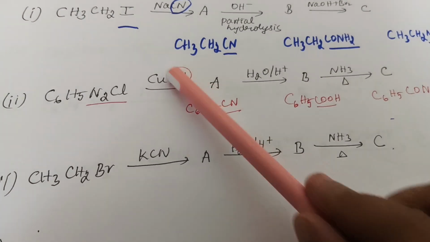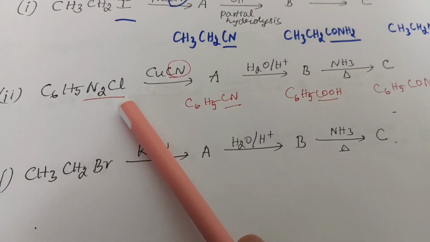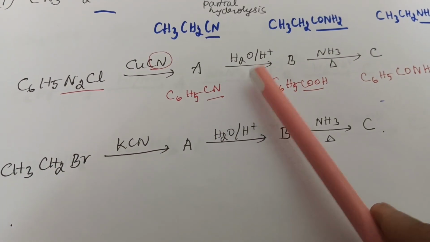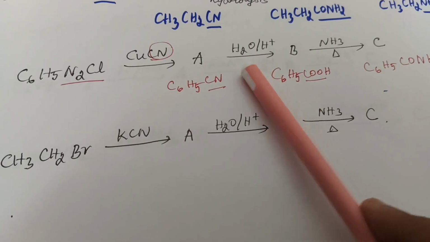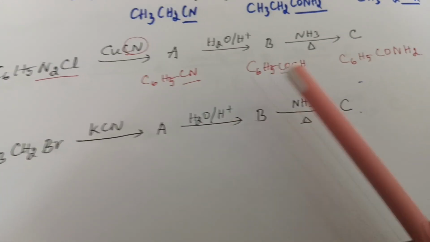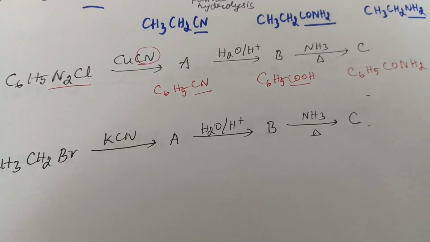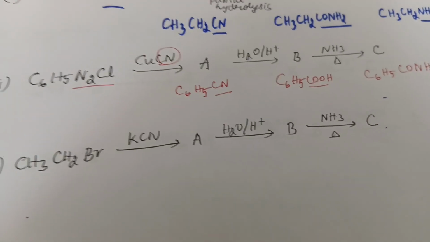So first here, Sandmeyer's reaction. N2Cl is changed by cyanide. Cyanide on complete hydrolysis, there is no word of partial, so it is complete hydrolysis. It gives carboxylic acid. Carboxylic acid in the presence of ammonia on heat gives amide.